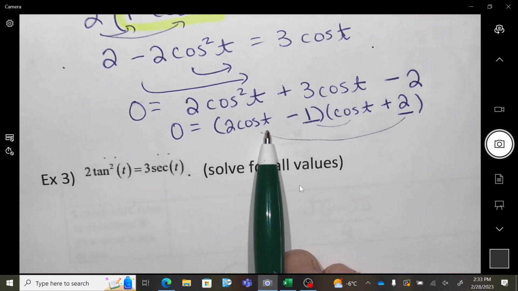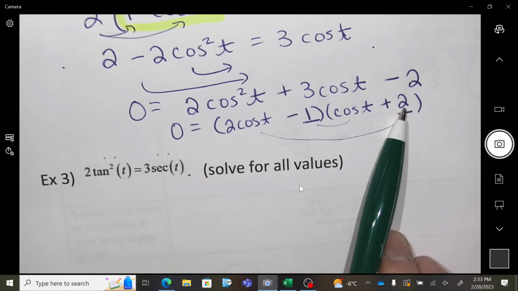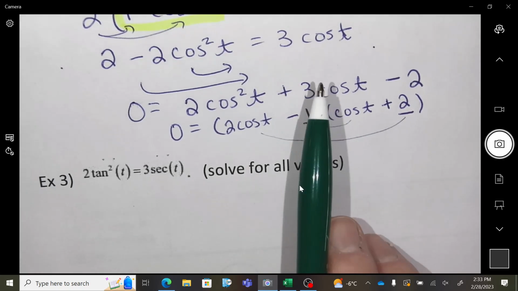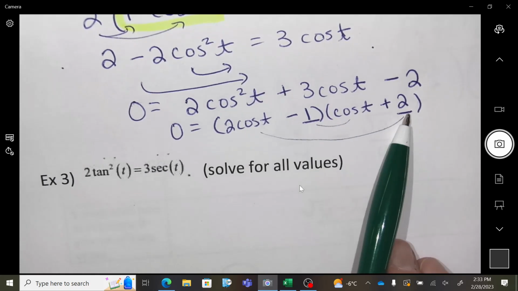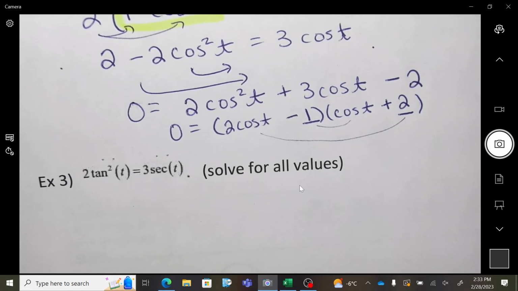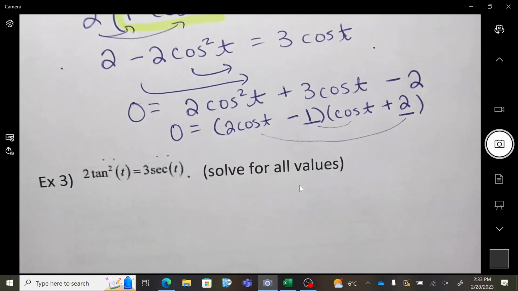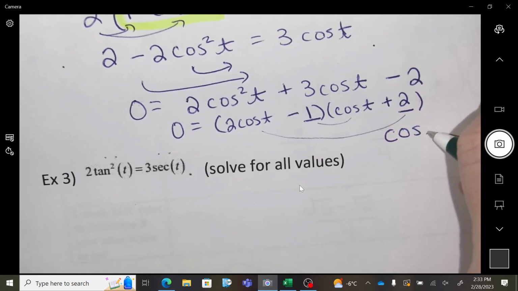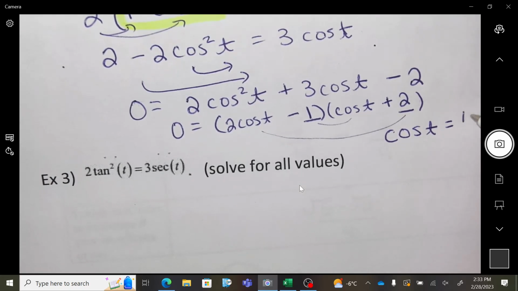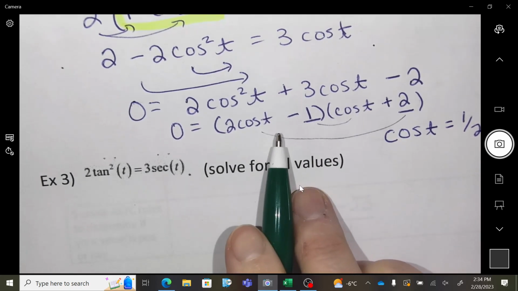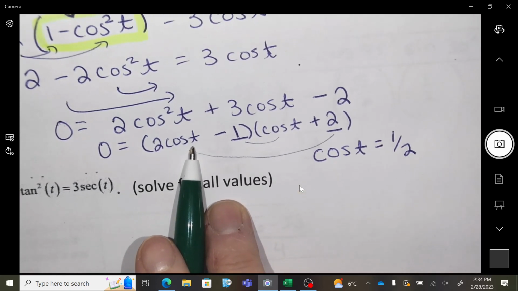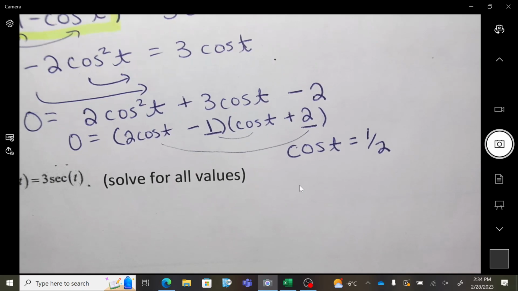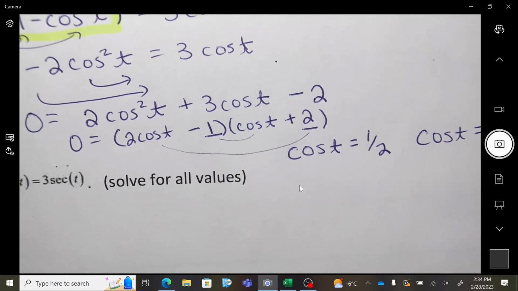So I did this to be plus 4, subtract 1, that gets me my 3, this gets me my negative 2. Do you see all my foiling pieces? I have to think about all those FOIL pieces backwards in my head though, right? So cos of angle T equals positive 1/2, and then cos of T equals negative 2.